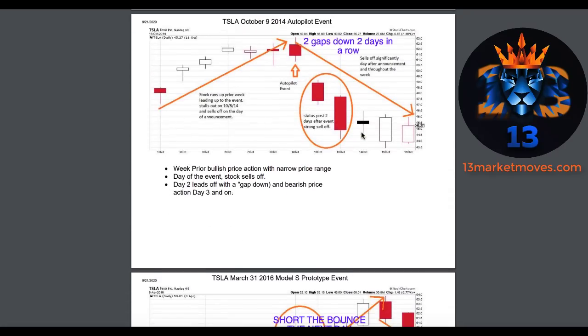Now here's the next event, which is the 2014 autopilot event. Similar circumstance to the current environment where the stock runs up going into the announcement. And then what happens is it stalls out when the announcement is made, and you got a gap down followed by another gap down.